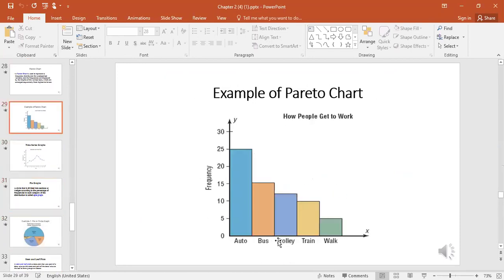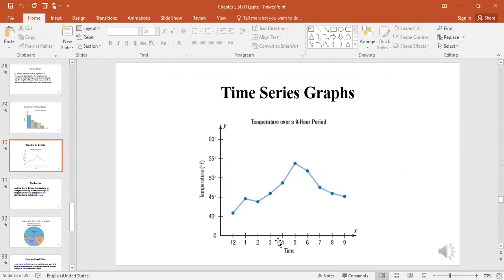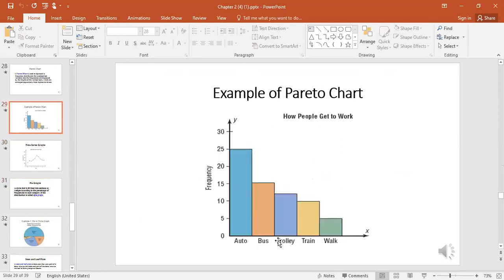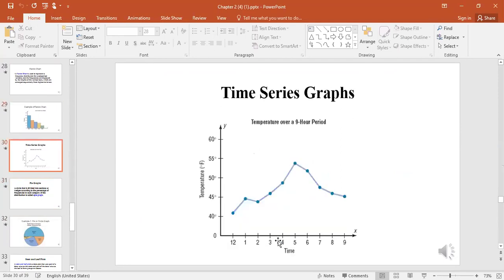We can also make a time series graph. In a time series graph, we represent data that occur over a series of time. It could be hours, like temperature at noon, at 1, at 2, at 3. We put points that are connected by line segments to make a time series graph. You can also do that using Excel, as we did for the frequency polygon.